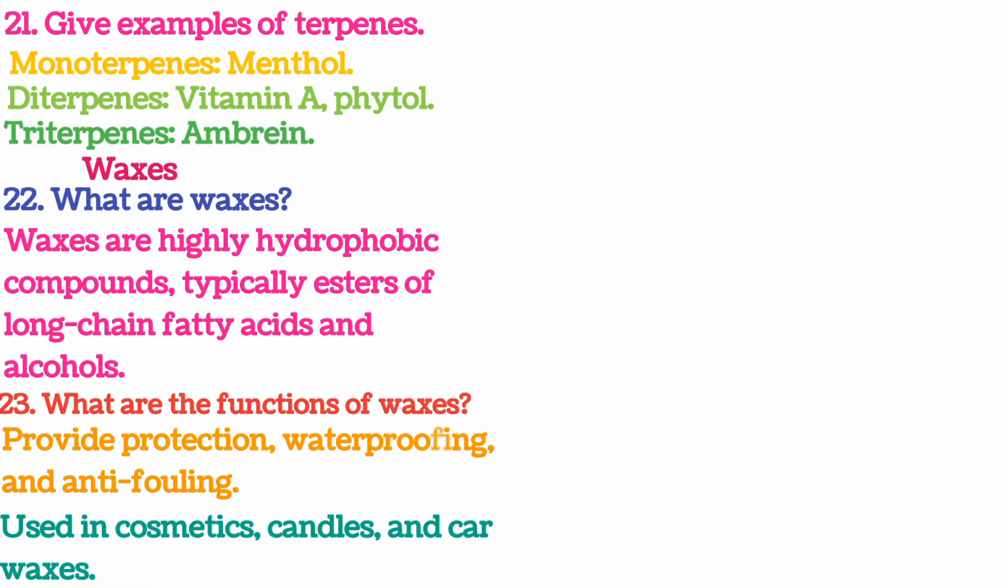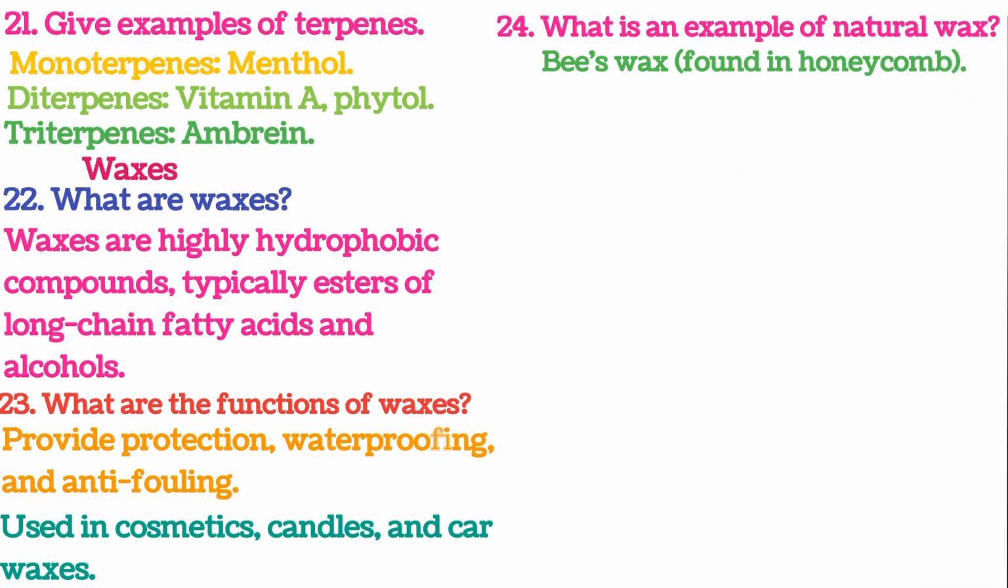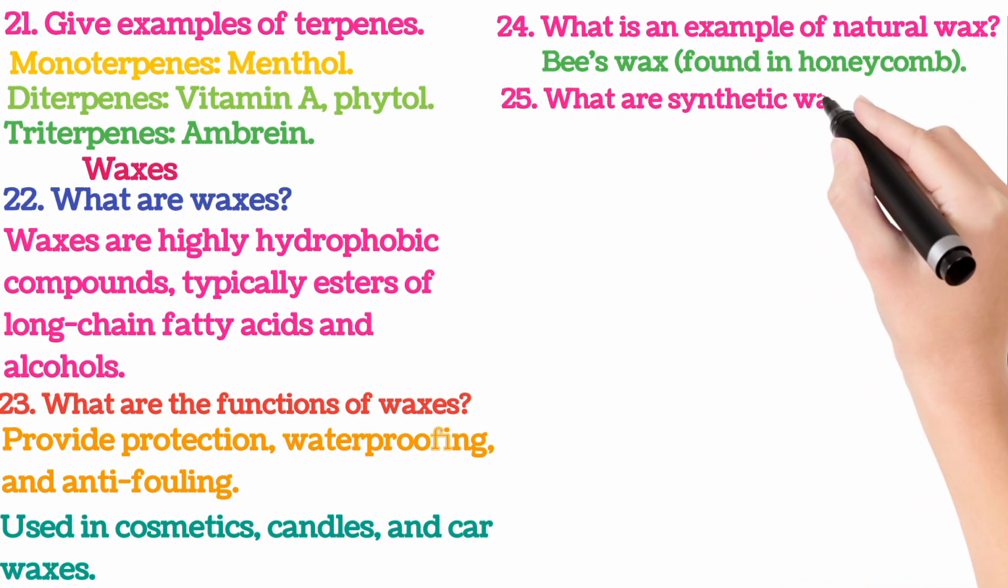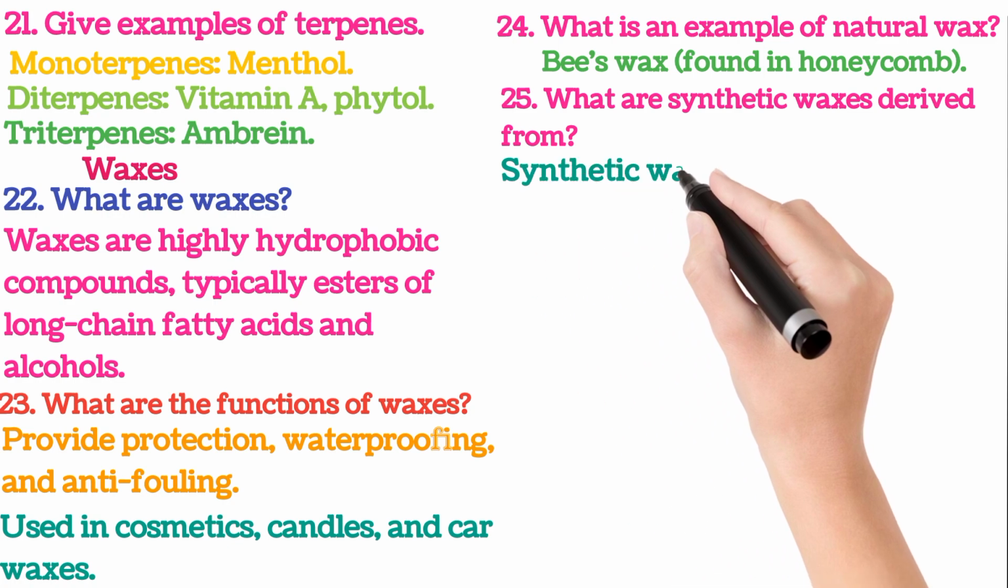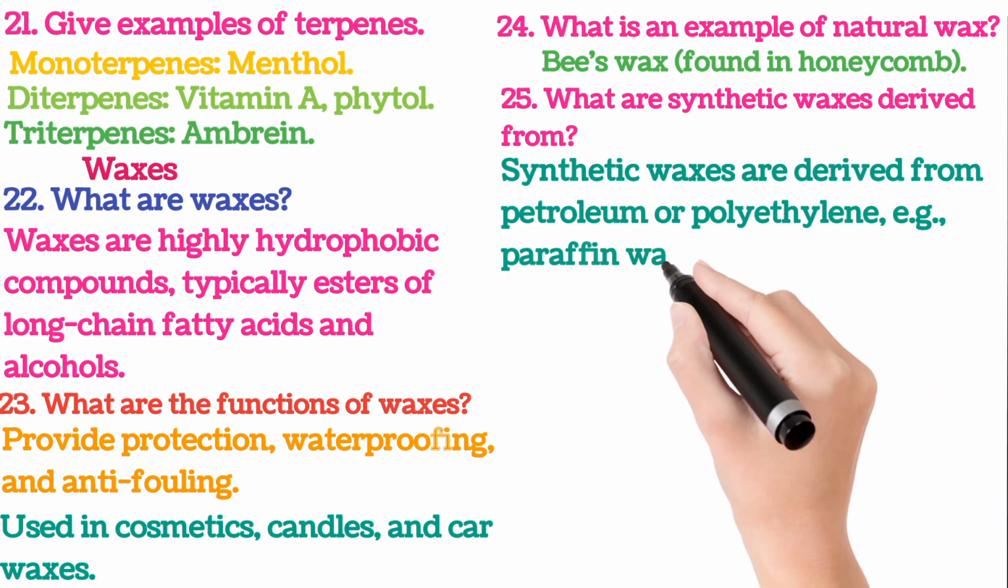24. What is an example of natural wax? Beeswax, found in honeycomb. 25. What are synthetic waxes derived from? Synthetic waxes are derived from petroleum or polyethylene, e.g., paraffin wax.